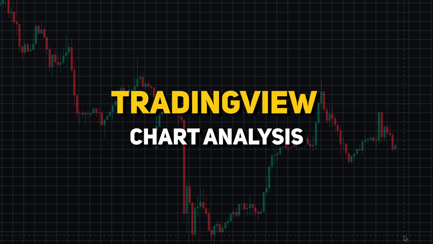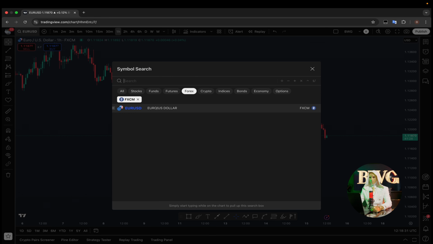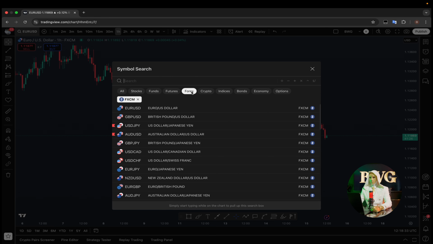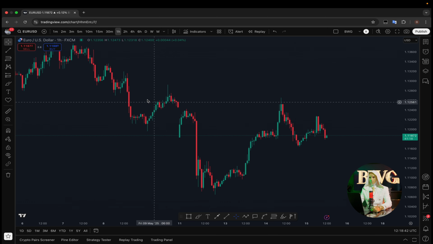Well, now the chart has opened before us. Let's quickly go over the functionality of the platform in general. What do we have here? On the top left, you can see the currency pair. Here, you can choose any currency pair by activating the Forex filter, that is, any euro, any pound, any Canadian dollar. Absolutely any. Let's take USA as an example.